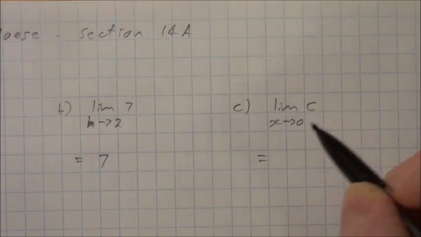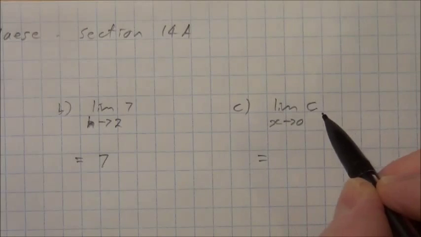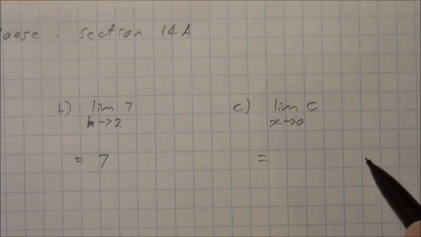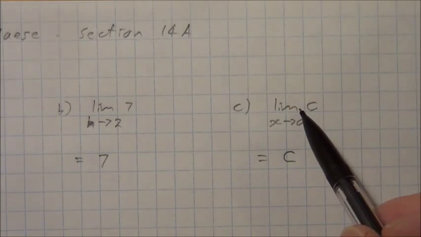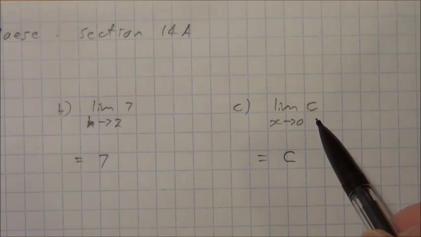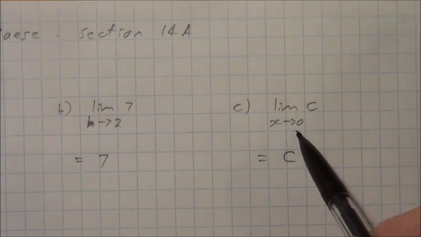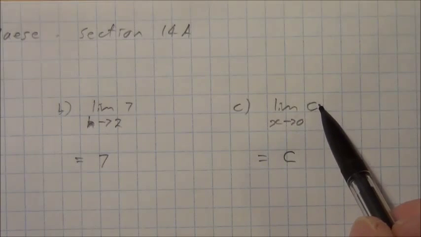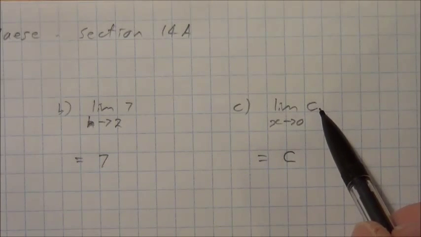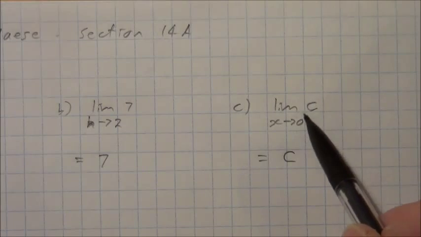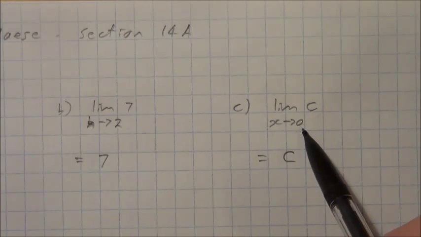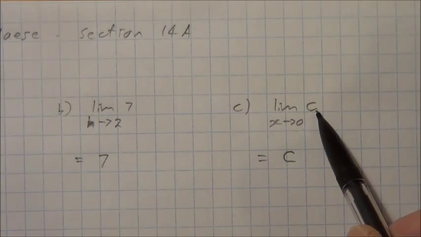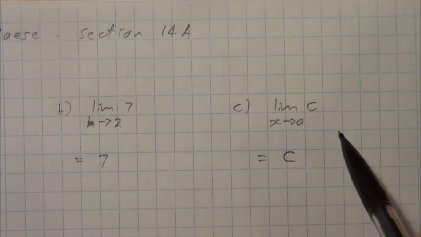And the limit of just some generic constant c as x approaches 0, again, will be c, because when we find limits, we're finding the y value which the function is approaching as x approaches some value, and if that y value is a horizontal line, in this case just some generic value of c, no matter what value x approaches, the function is going to be at that value of c, which in this case is that horizontal line.